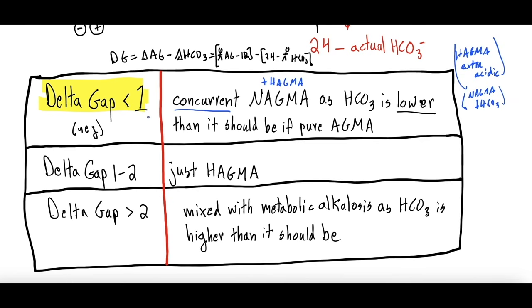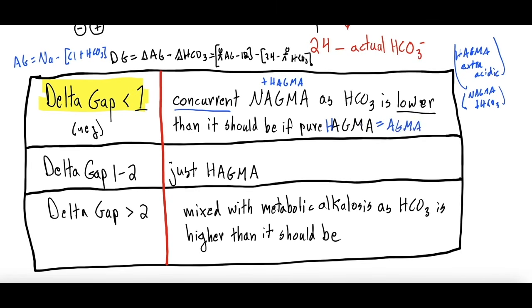So if the delta gap is less than 1, what that essentially means is your bicarbonate value is lower than it should be if it were a pure anion gap metabolic acidosis, right? Because the anion gap equals sodium minus chloride plus bicarb. So if it is a pure high, we'll put HAGMA here just for the sake. Remember, high anion gap metabolic acidosis is equivalent in terminology to an anion gap metabolic acidosis. These are the same thing.